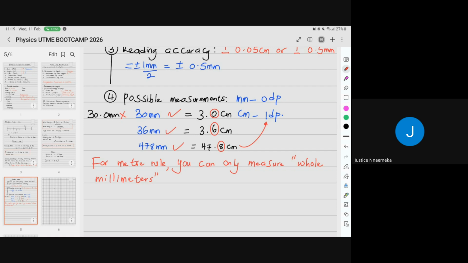So for a meter rule, you can only measure whole millimeters. So this is what the possible measurement of a meter rule should look like. Because of what? The precision is 1 millimeter, and for centimeters, it is 0.1 centimeter. So if I look at a measurement, I will know whether it was measured with a meter rule, because that's the smallest calibration you can have for a meter rule.